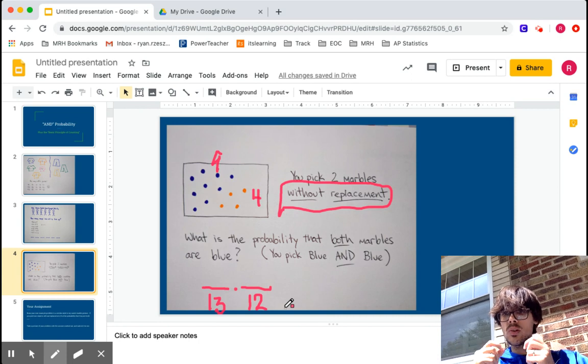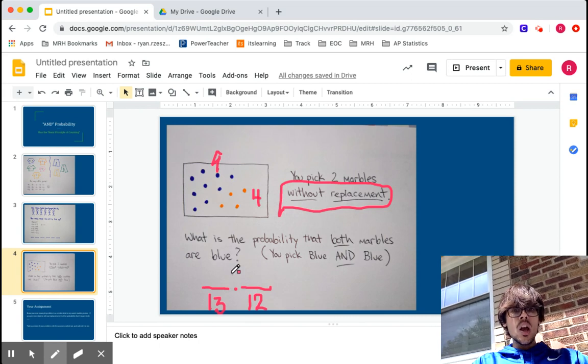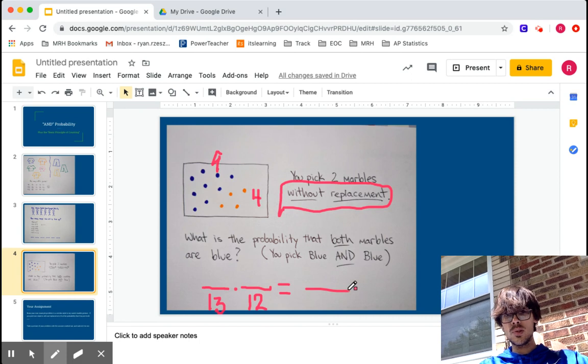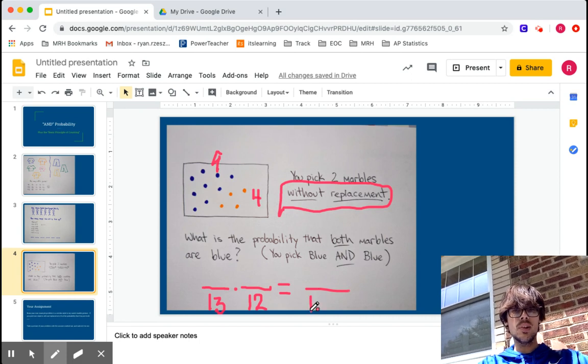So just like with factorials, what ended up happening right there is it went down by 1 because it was without replacement. If it would have been with replacement where I put it back, it would stay 13. So if I multiply those together, that tells me how many possibilities there are for my 2 marbles total. I just do 13 times 12. And 13 times 12 is 156. So that's going to be my total number of possibilities here.